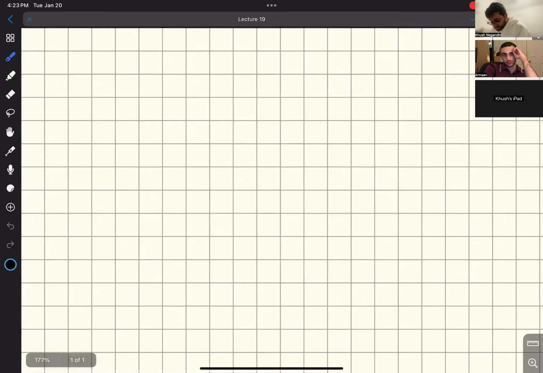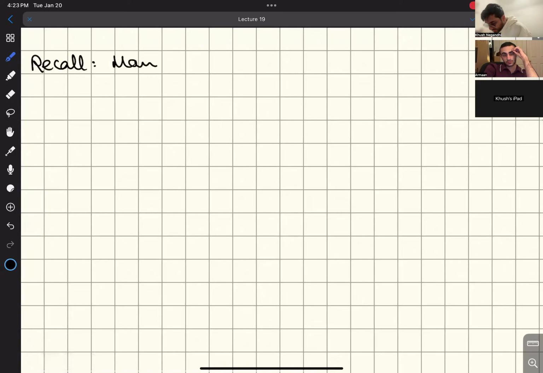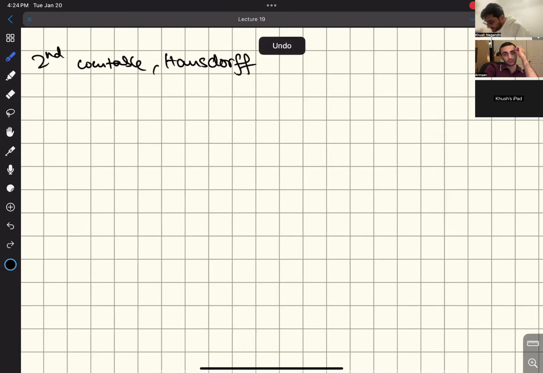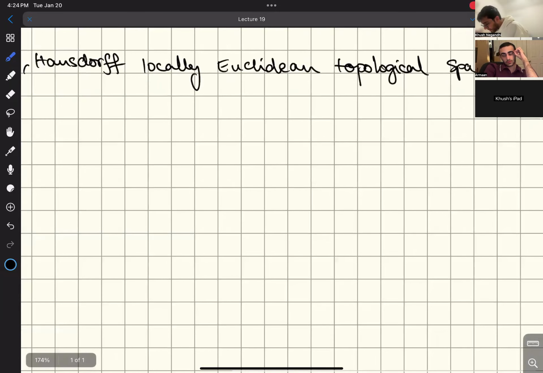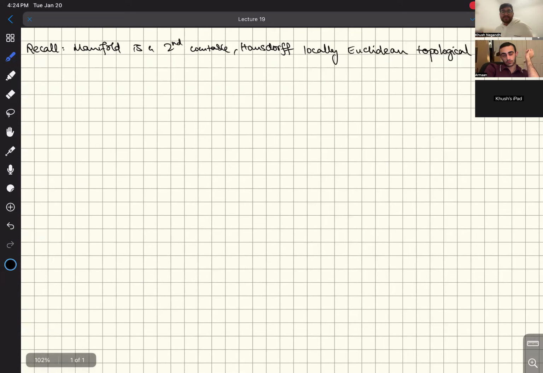Recall, a manifold is a second countable, Hausdorff, locally Euclidean topological space. I don't think this definition is particularly enlightening. It doesn't really tell you why manifolds are even things you care about studying. It just kind of gives you a bunch of, oh, it's just a shape.